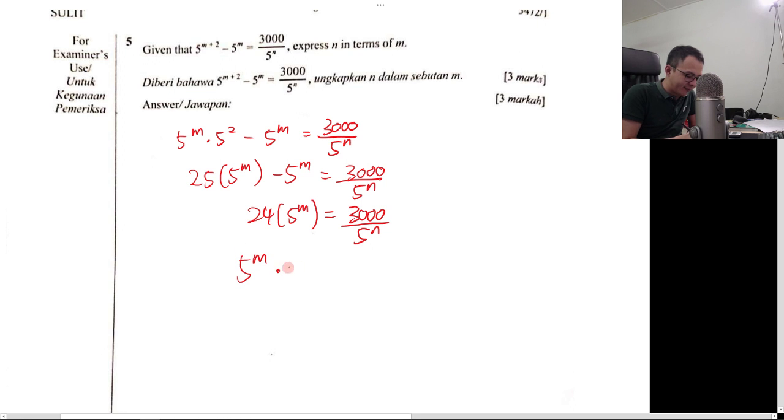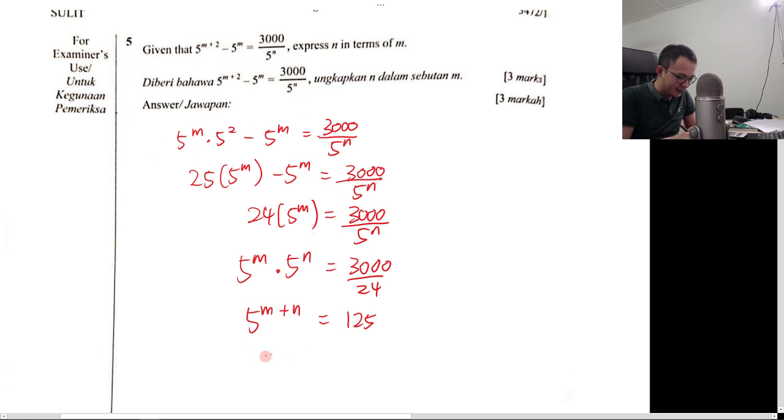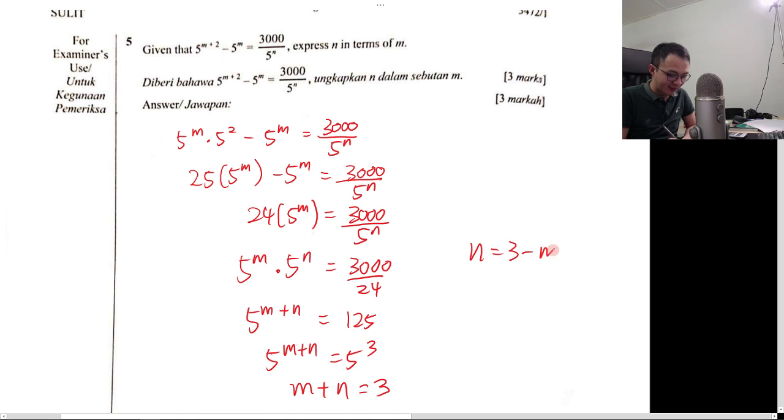5 power of m multiply 5 power of n equals 3000 divided by 24. I just cross over, nothing very special here. 3000 divided by 24, I get 125. So 5 power of m multiply 5 power of n means m plus n, equals 125 here. And 125, you know, is 5 power of 3, right? So m plus n equals 3, so n equals 3 minus m. So this is the equation they want.